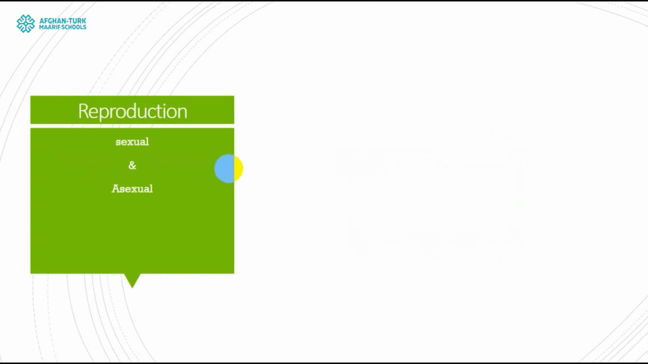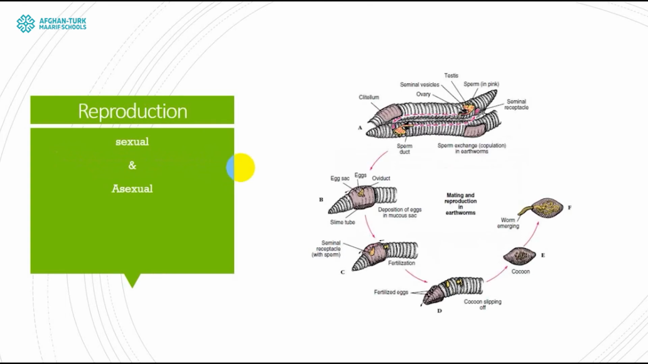Their reproduction can be sexual and asexual. So if it is sexual, the male and female one is just fertilizing each other, and the male one is sending its sperms to the female one, and the fertilized egg can come out from the body of the female one, as you can see, and that fertilized structure, which is a cocoon, can grow to a new worm.